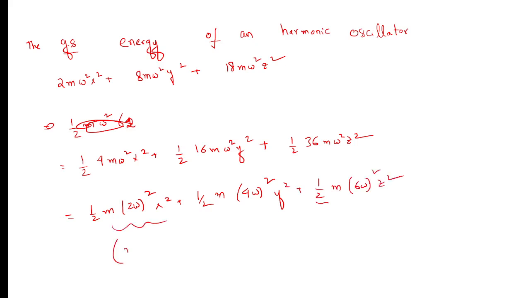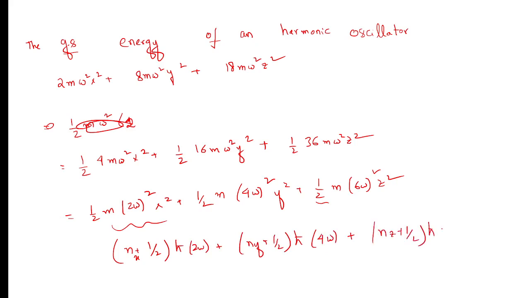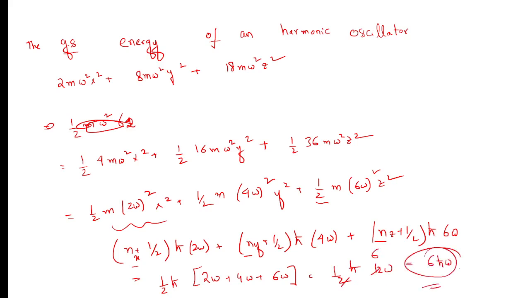From here you get nx plus 1 h omega, ny plus 1 h omega, plus nz. Ground state, this should be 0, this should be 0. So the final answer comes to, take omega as a common: 2 omega plus 4 omega plus 6 omega, how much is that? 12 omega. Okay, that's the final answer.